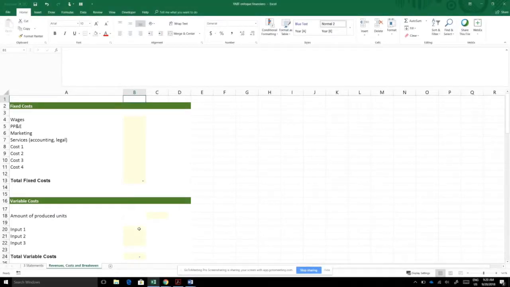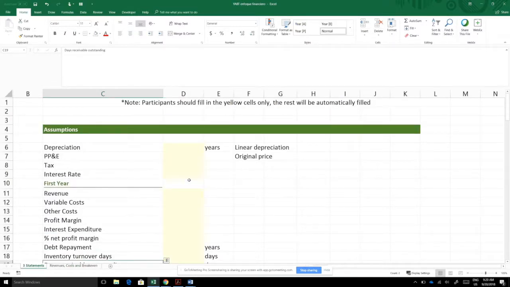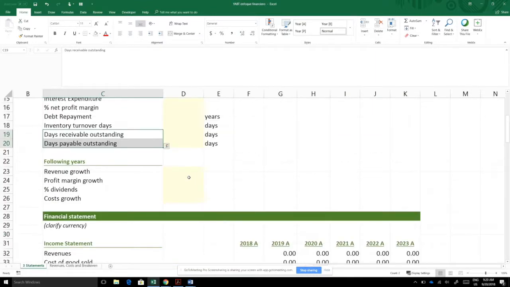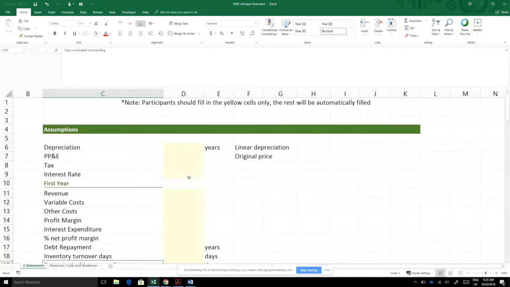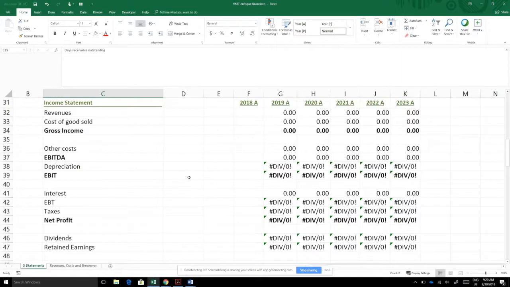Okay, this is a webinar about how to fill in and use the financial statement. We have here the three main statements that are used for financial analysis. This is a part where each of you is going to put the assumptions of your case, and then we're going to have the financial statements, where the first one is the income statement.